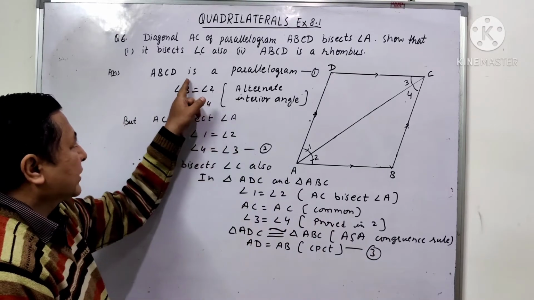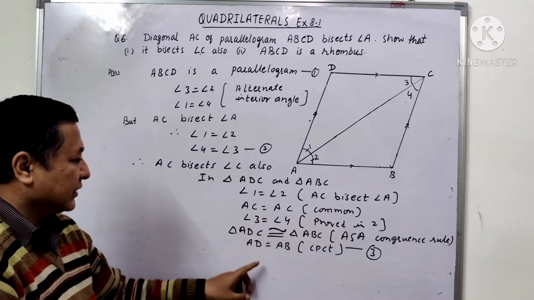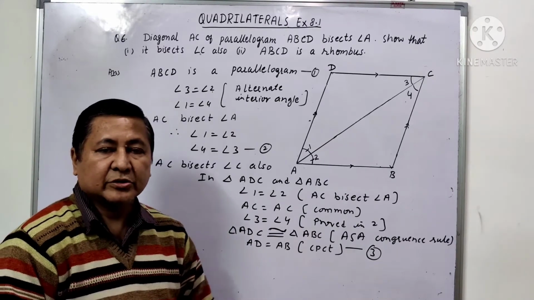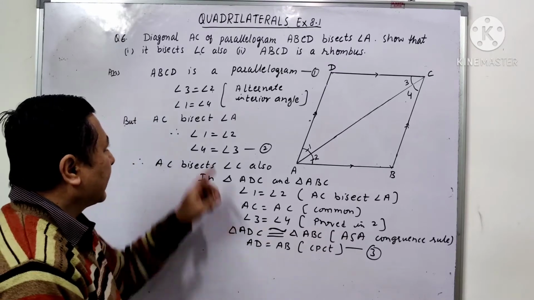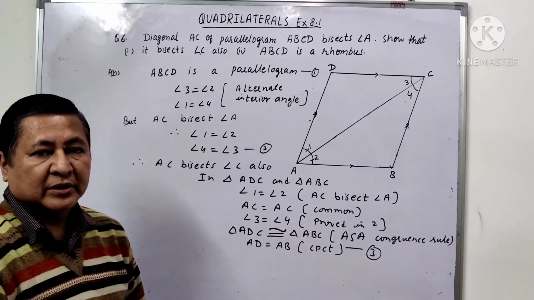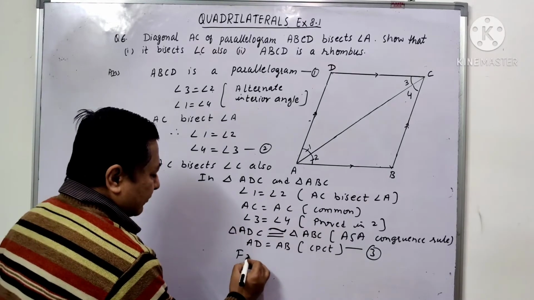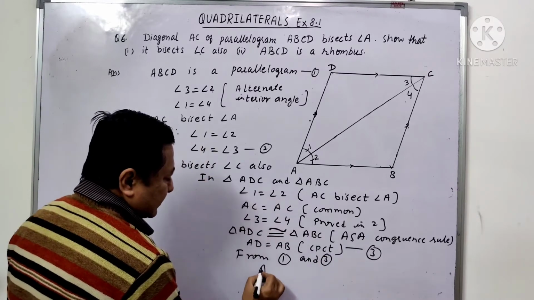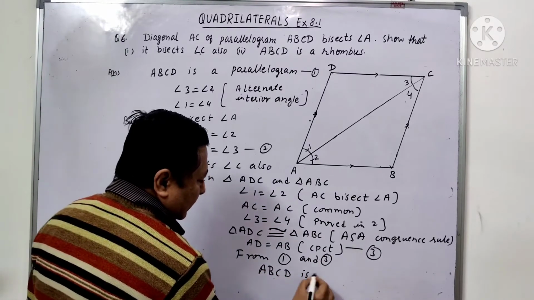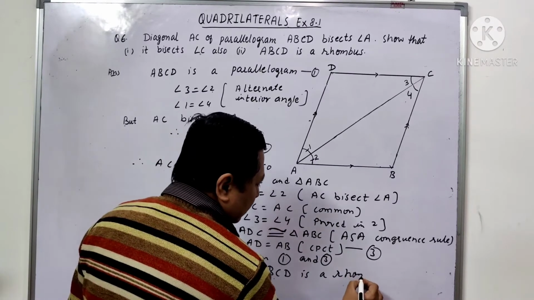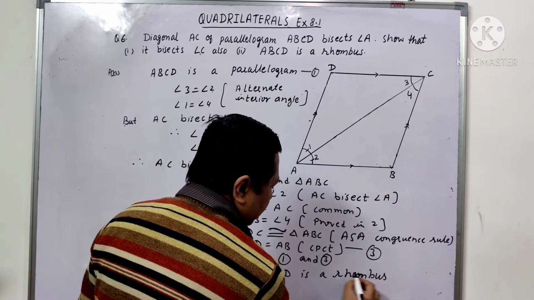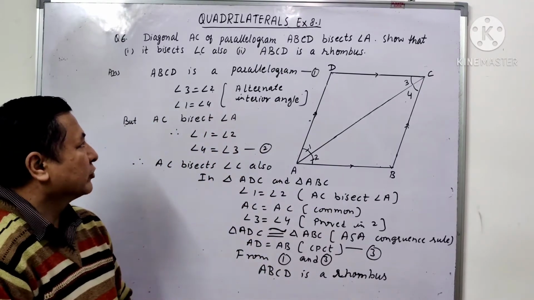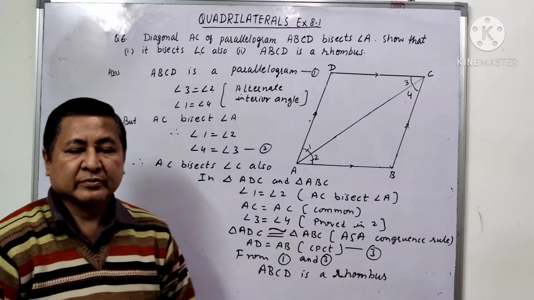In the first we have proved that ABCD is a parallelogram, and in the third we have proved that AD and AB, that is adjacent sides, are equal. So according to the definition of rhombus, a parallelogram whose adjacent sides are equal is a rhombus. So we can write from first and third, ABCD is a rhombus. So we have proved that ABCD is a rhombus since we have proved that it is a parallelogram and adjacent sides are equal.